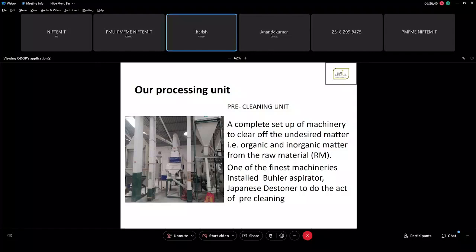And this aspirator works on the principle of terminal velocity, where the broken rice or raw material is fed from one end, and there is the air velocity, air suction, which will lift the broken along with the light matter at the top, and it will suck all these lighter particles like dead insects, clods, frass. All these lighter particles will be sucked out, and the clean material will come to the next machine, called the destoner.